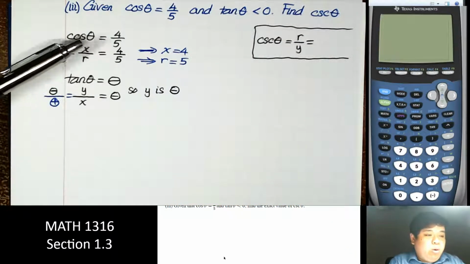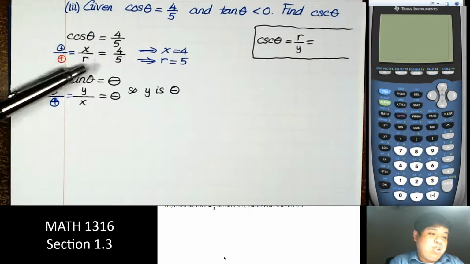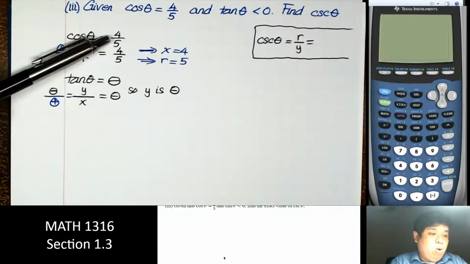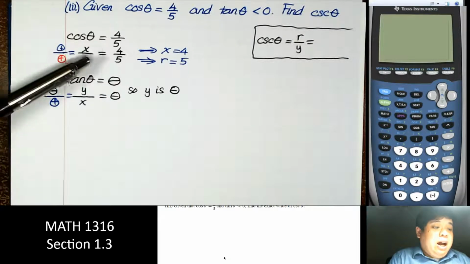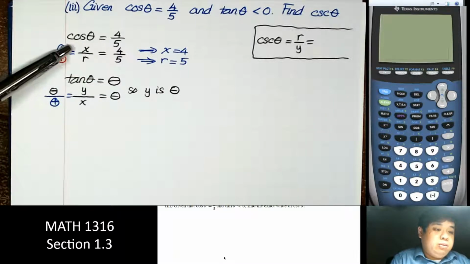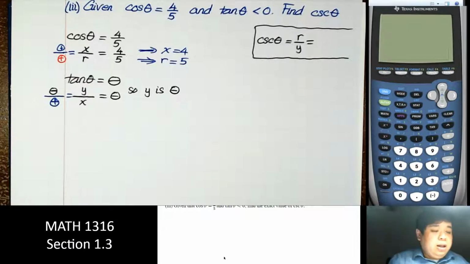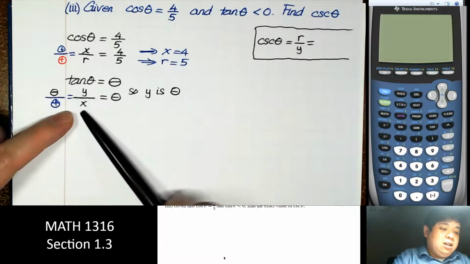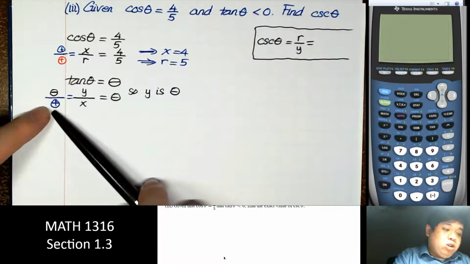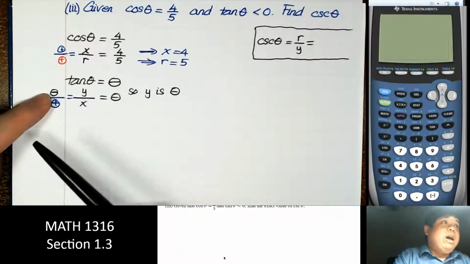Just write out the ratio for cosine, x over r, and r is always positive, so we choose r to be positive 5. And then x therefore must be 4, so we have that. And then we have tangent is negative. Tangent is y over x, and we know x is positive already. That's why y has to be negative.